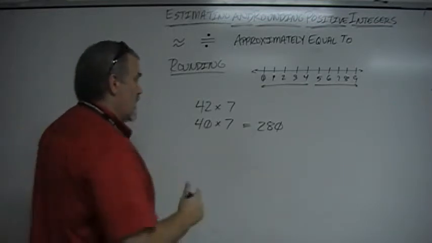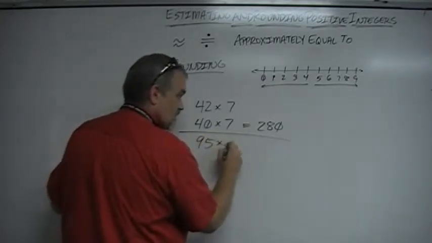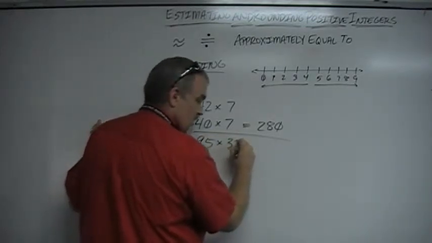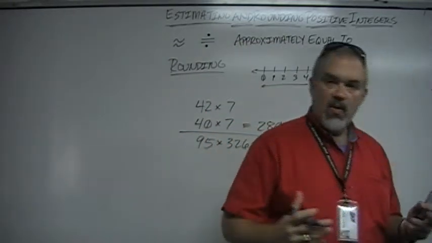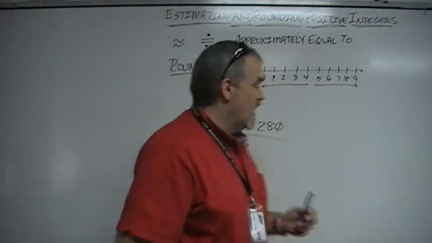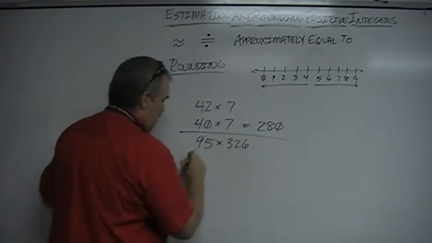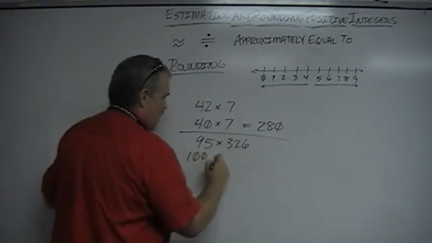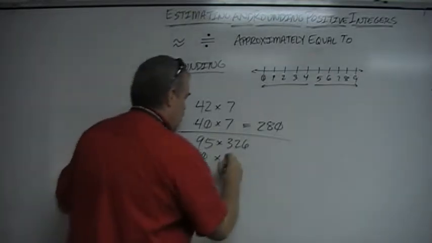Let's try a different one. Let's say that we have 95 times 326. Now, if we wanted to do this problem, we can estimate it in a couple of different ways, but we're going to make it as simple as we can. And we're going to round both of these to the nearest 100. 95 isn't 100, but it's pretty close. And if we rounded 326 to the nearest 100, then we would get 300.